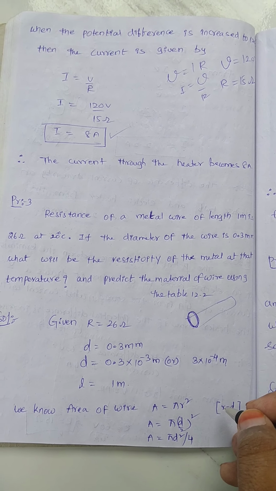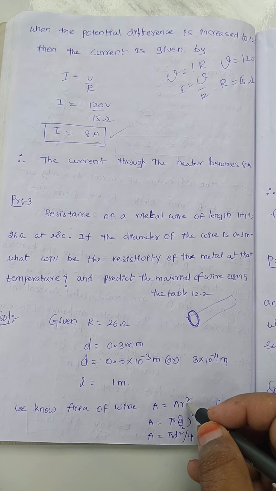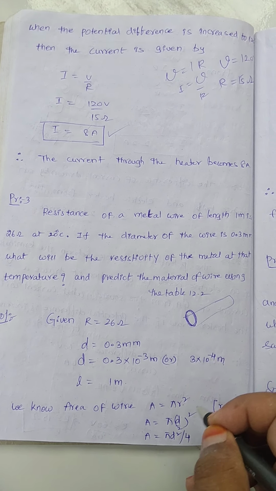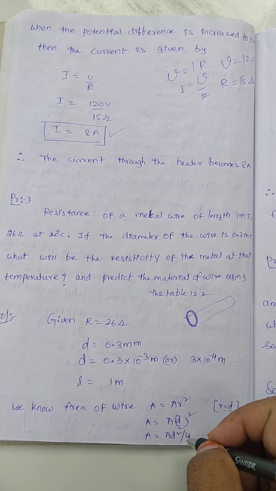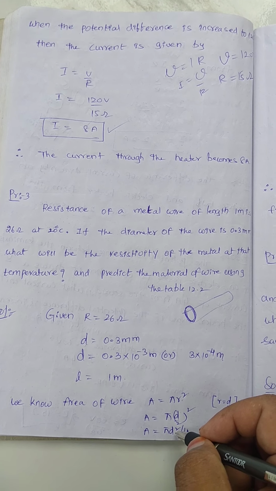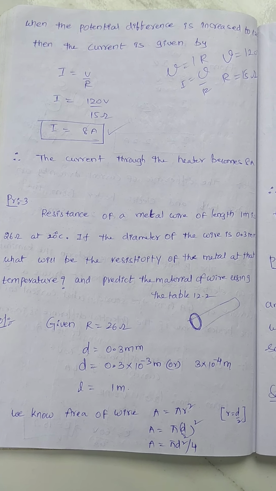So for that, with radius equal to d by 2, I substituted d by 2 in place of r. Then it is pi times (d by 2) whole square, which is d square by 4. Then the area is pi d square by 4. Right or not? How much is the area? Pi d square by 4.